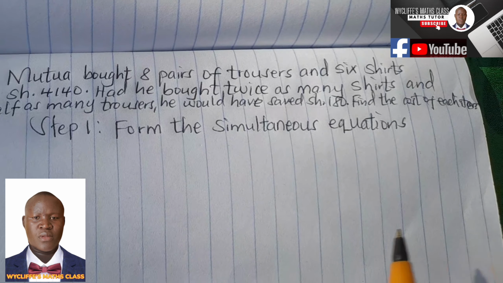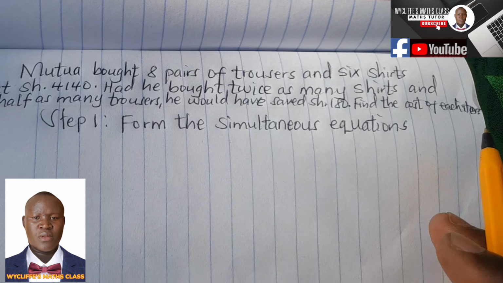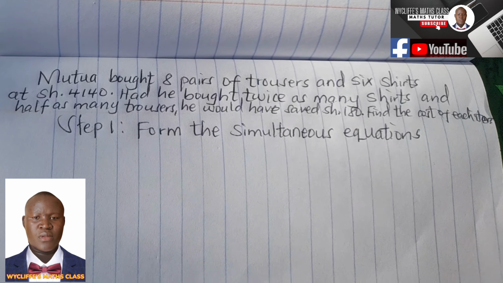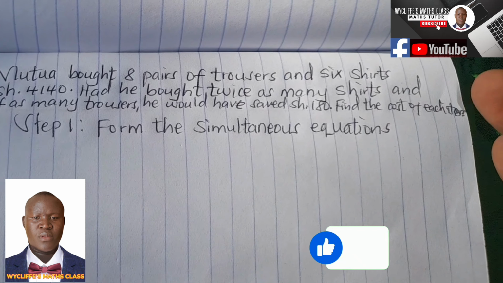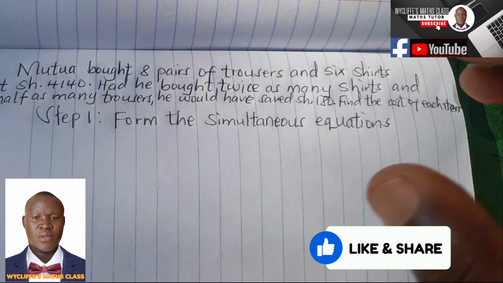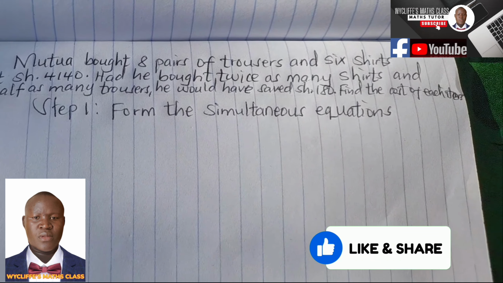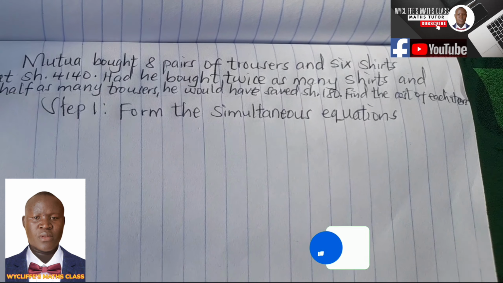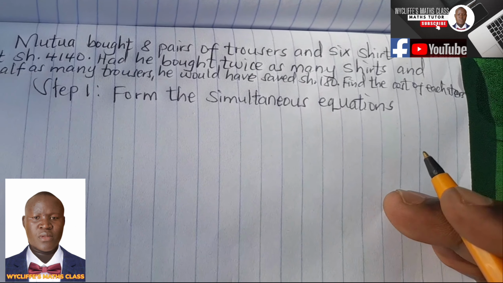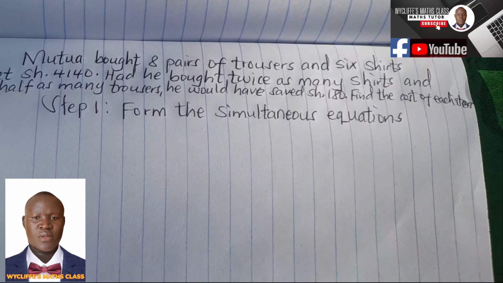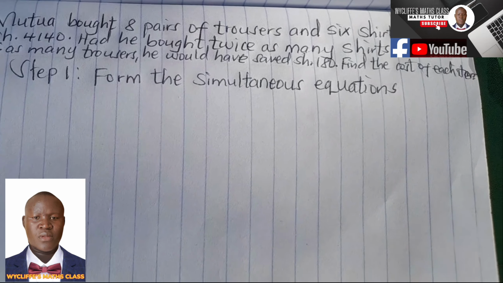Now, step 1 is to form the simultaneous equations. This is a question that comes from Form 1 and it is a simultaneous equations. So we are supposed to read the question, understand what the question is saying, then form the simultaneous equations. After forming the simultaneous equations, solve the simultaneous equations. So step 1, we are going to form simultaneous equations from this question.